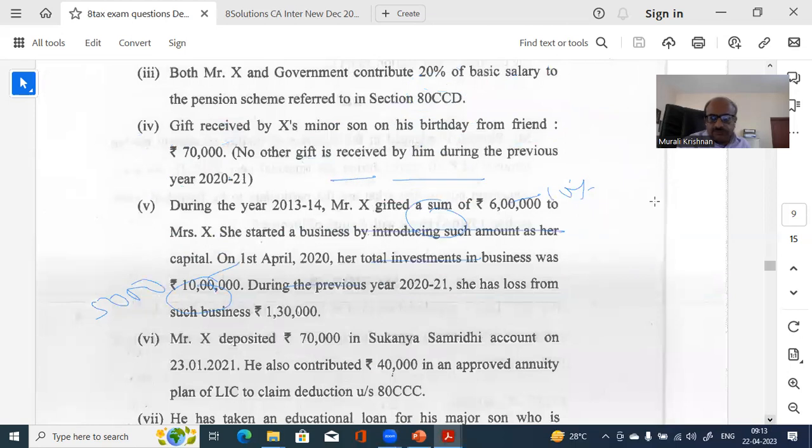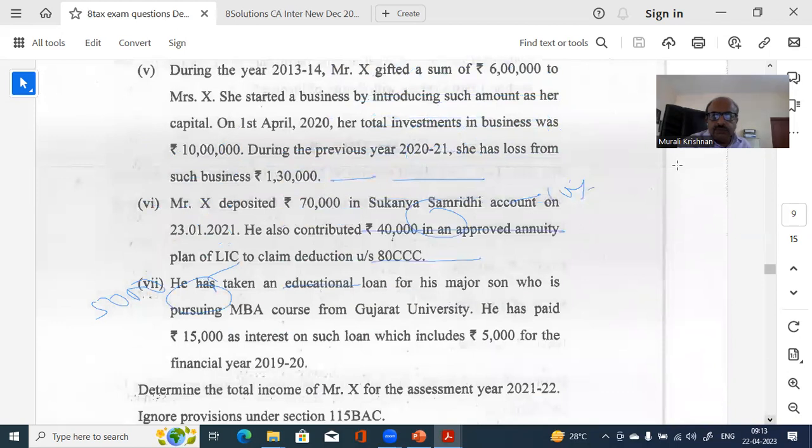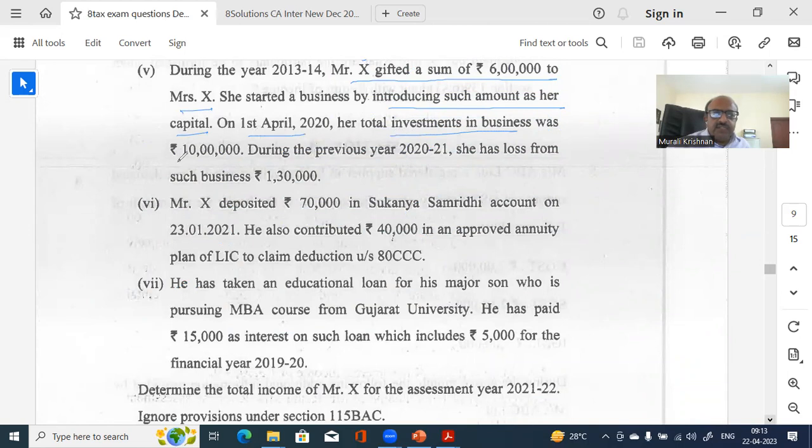Then what? During the year 13-14, X gifted a sum of 6 lakhs to Mrs. X. She started a business by introducing such amount as capital. On 1st April, total investment is 10 lakhs. So whether again clubbing will happen in the hands of Mr. X for that income, 1,30,000 is the income, or loss, sorry. The loss. How much should be taken? Full amount or only to the extent of 6 lakhs? Because the rest, the investment has become 10 lakhs from 6 lakhs. So 4 lakhs is because of her business that she has done. So whether the loss should be taken for the entire 10 lakhs or only for 6 lakhs to be clubbed in the hands of Mr. X is a question.